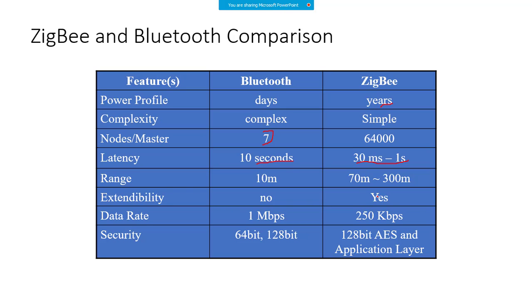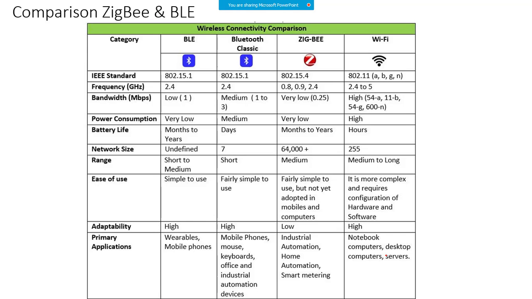Extensibility, yes, it's possible. Data rate is high. This is the benefit in Bluetooth. Even Bluetooth 5 supports a data rate of up to 2 Mbps, whereas here the data rate is very low. What we use here is security, 64 and 128 bit. Here we are using 128 bit AES, and on top of that, application layer security is also used. So that's the difference between Zigbee and Bluetooth.